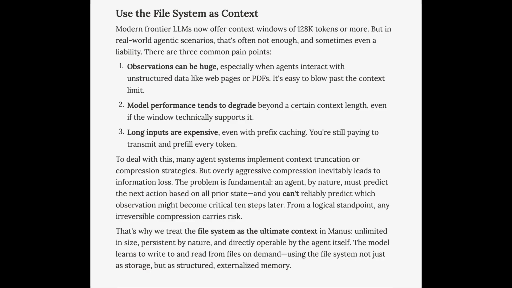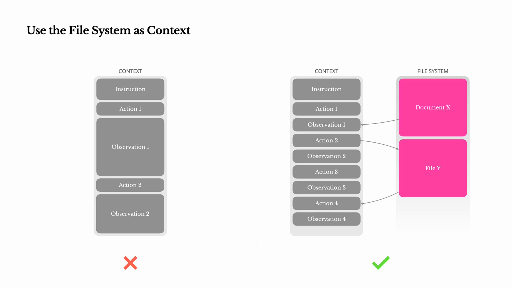The third one is to use the file system as external memory. Even though modern LLMs support million-plus tokens, model performance tends to degrade beyond a certain context length, even if the technical window supports it. So instead of keeping everything inside the prompt, the Manus team gives the agent a file system, basically long-term memory outside the model, and the agent can write important information into these files and read it back when needed.